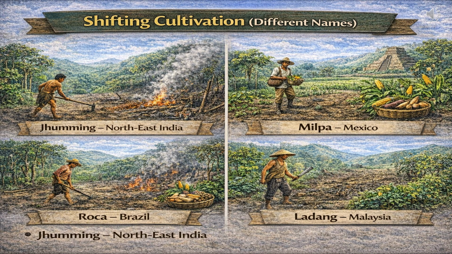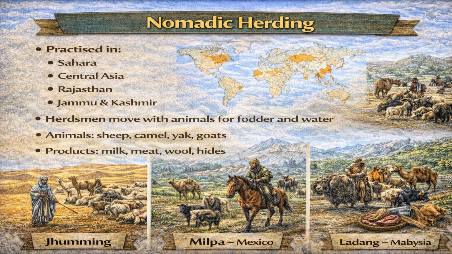Now let's learn the second type of primitive subsistence farming, nomadic herding. Nomadic herding means herdsmen move from place to place with animals. It is practiced in Sahara, Central Asia, Rajasthan, Jammu and Kashmir. Why do they move? Because they need fresh fodder and water. Animals include sheep, camel, yak, goats. Products obtained: milk, meat, wool, hides. So instead of growing crops, they depend on animals for survival.